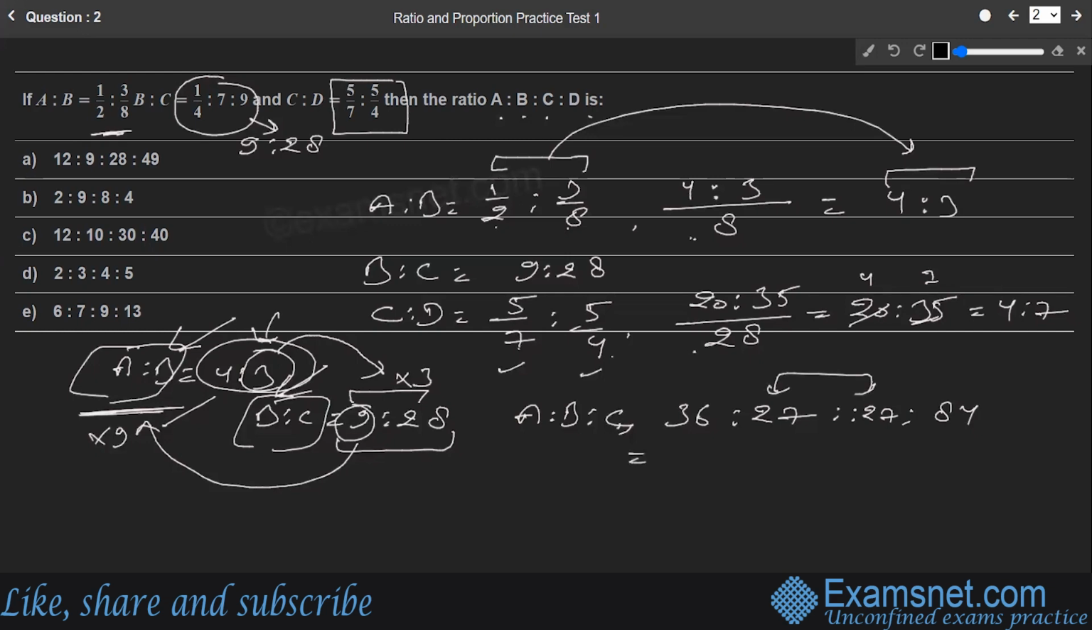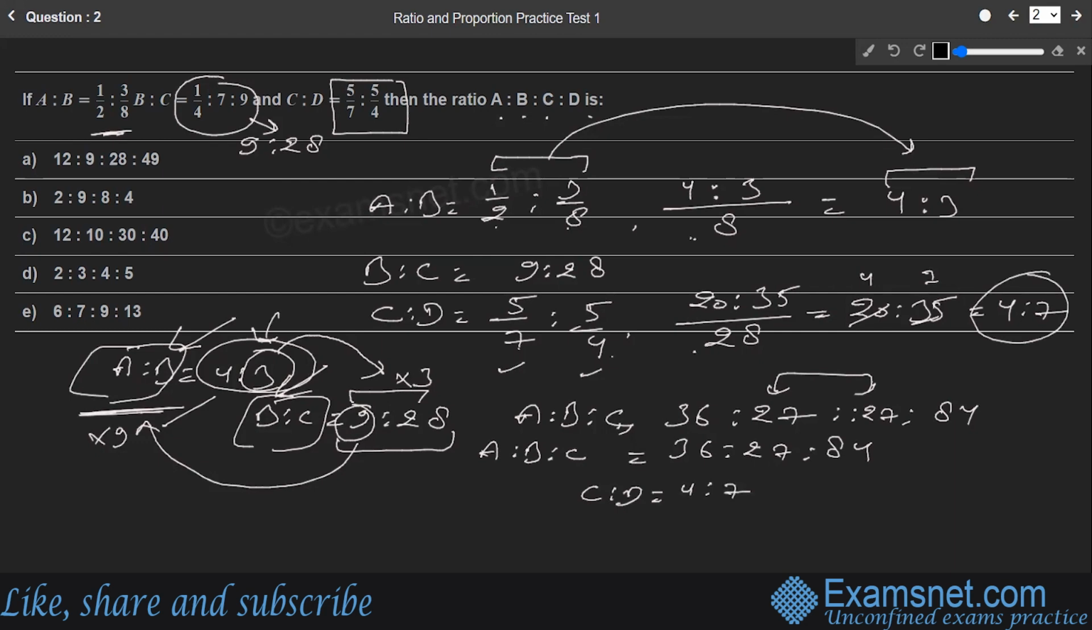So A is to B is to C becomes what? 36 is to 27 is to 84. That is what A is to B is to C becomes. We have to find out A is to B is to C is to D. So now we will combine A is to B is to C, which is already available, with C is to D. C is to D we have already calculated as 4 is to 7.